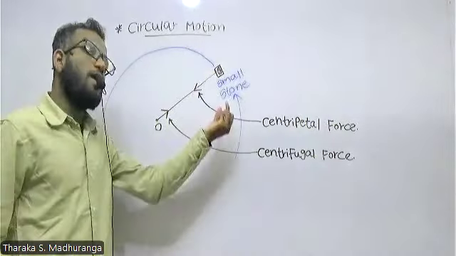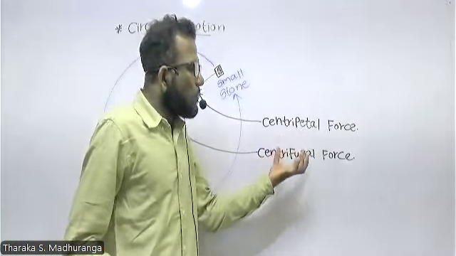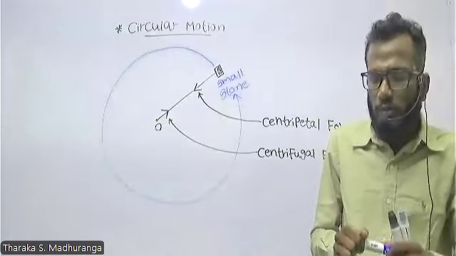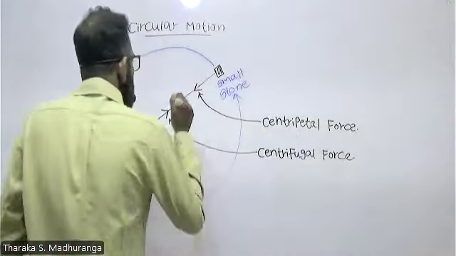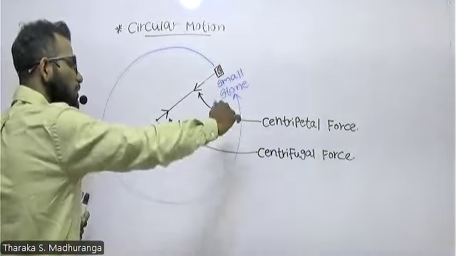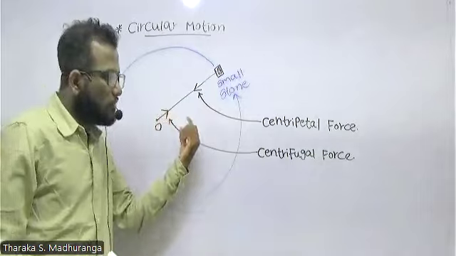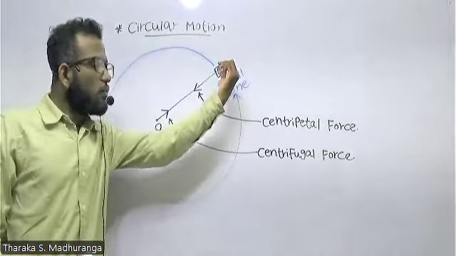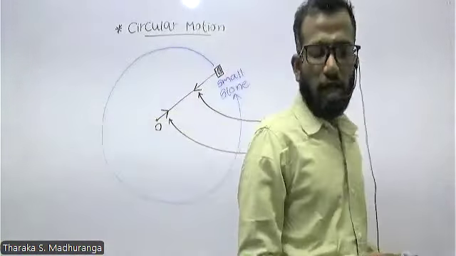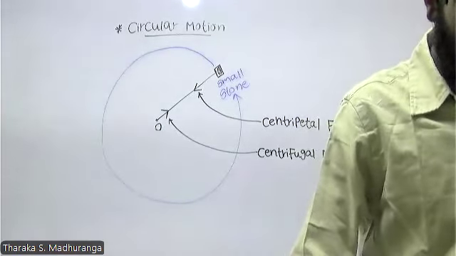When any object rotates around any fixed point, the centrifugal force and centripetal force act. They don't exist in rotational motion, only in circular motion. When any object rotates around a reference point, one force acts away from the rotational axis, that is centrifugal force. Another force acts towards the rotational axis, that is centripetal force. Okay, clear? Very basic thing.